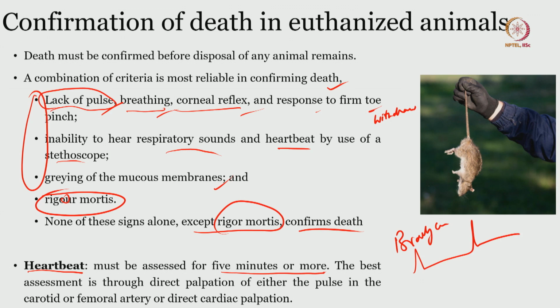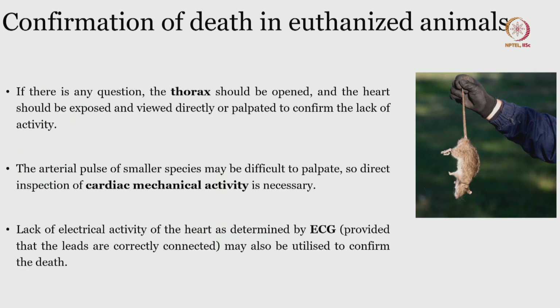That is the reason why we need to assess it for a longer time, and the best assessment is through direct palpation of either the pulse in the carotid or femoral artery or direct cardiac palpation. You can feel the chest of the animal, or you can feel the carotid or the femoral in the neck or in the hip region. So, either you feel the pulse or you feel the heartbeat over the chest. These are the ways where you can assess the cardiorespiratory functions.